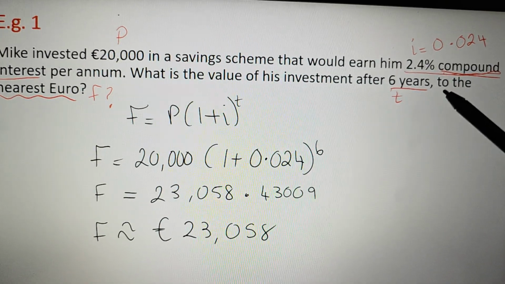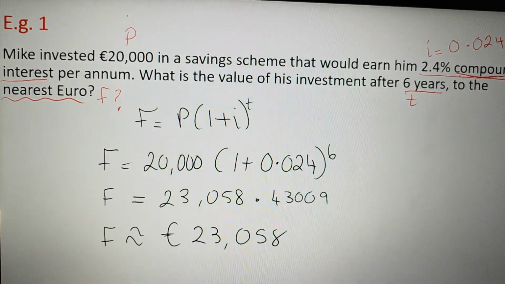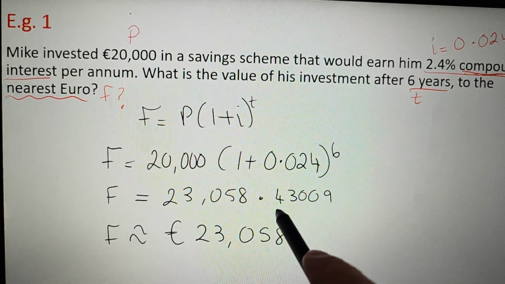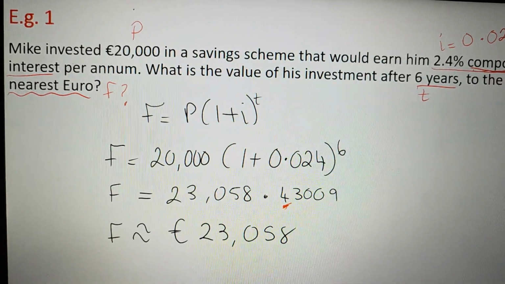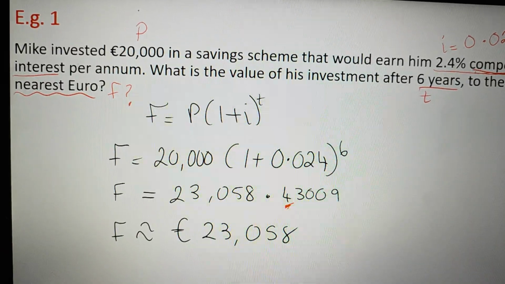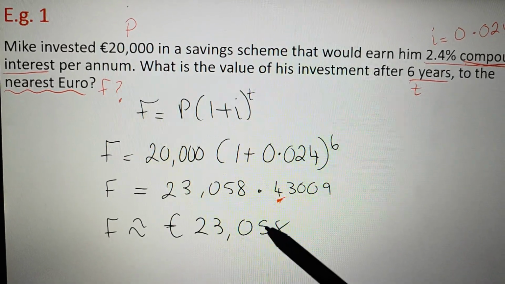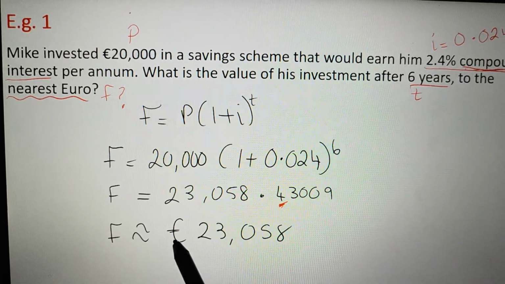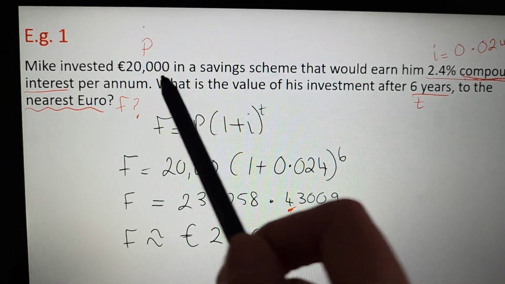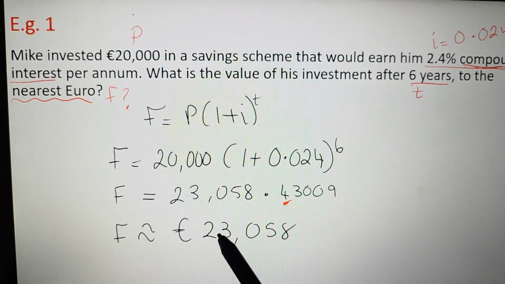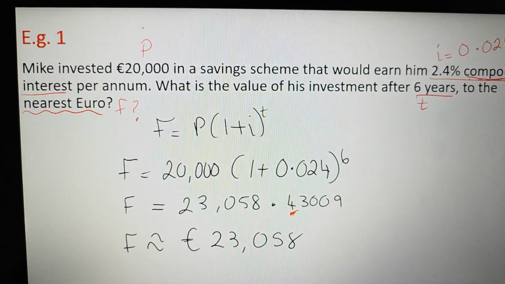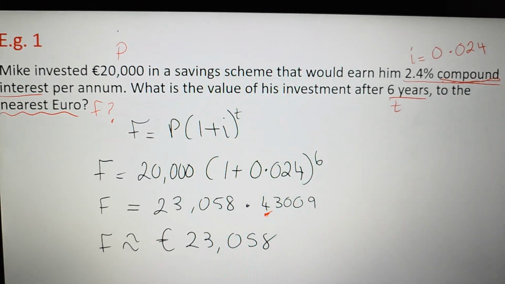The question did say give your answer to the nearest euro. So we'll look at the 4, the first digit after the decimal. That means the 8 is going to stay as it is. So I round down to €23,058. That is the approximate value then. So after 6 years, his €20,000 is now worth €23,058. So it has increased in value over time.